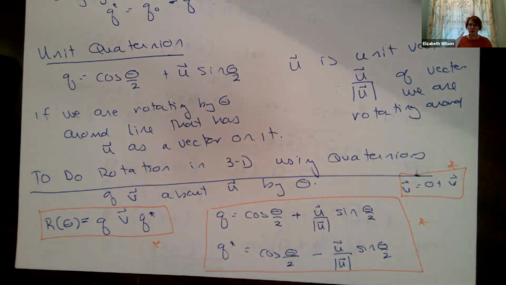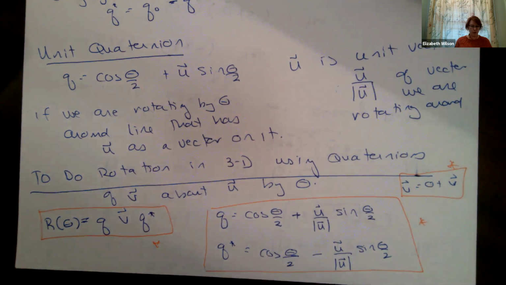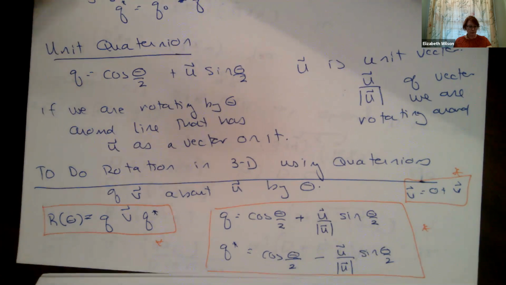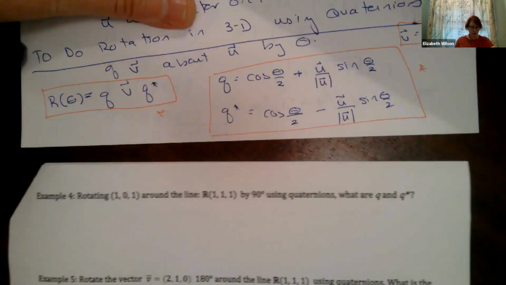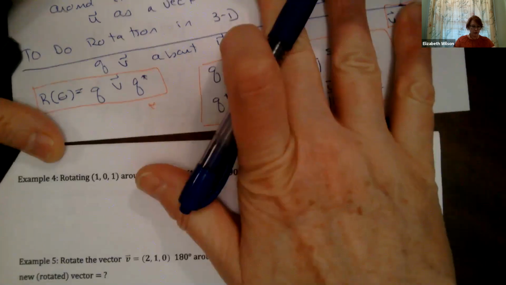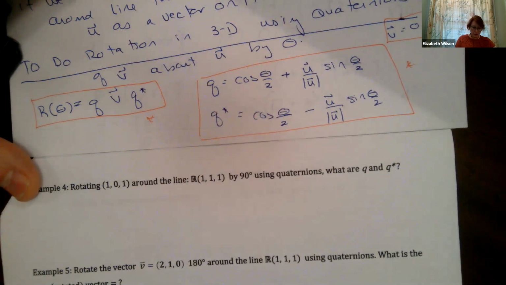Then I've got my lecture example page. The first thing that we have is we want to rotate 1, 0, 1 around the line 1, 1, 1 by 90 degrees using quaternions. What are Q and Q star? This is example 4. So Q and Q star, that's what we're being asked for here. We're going to do these things here.